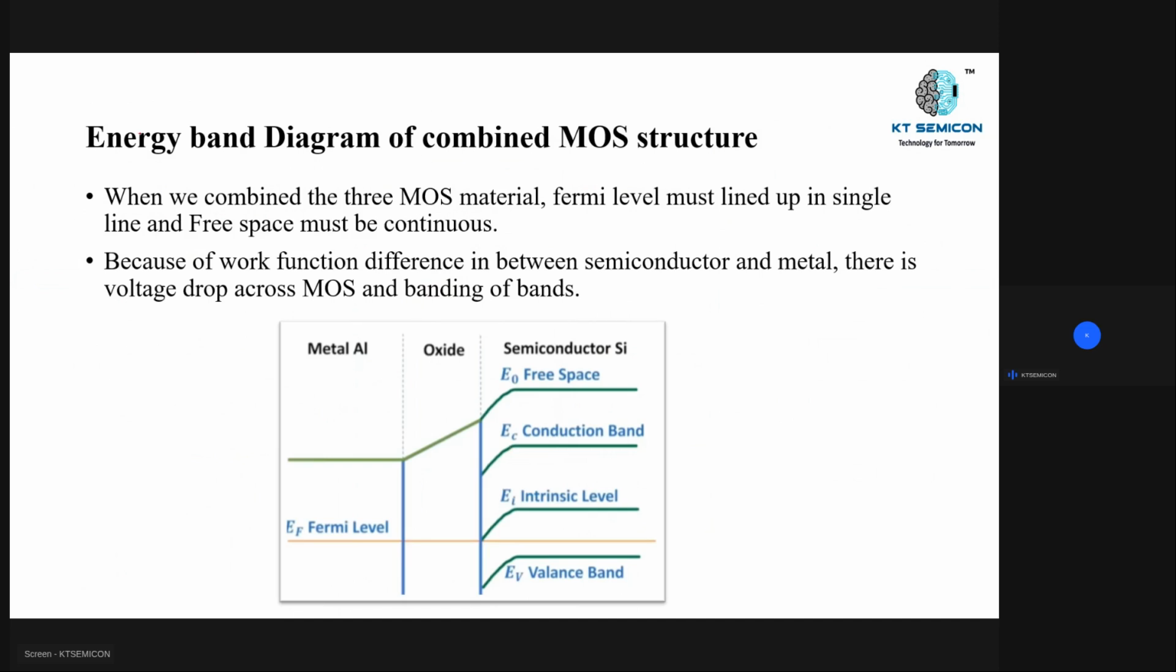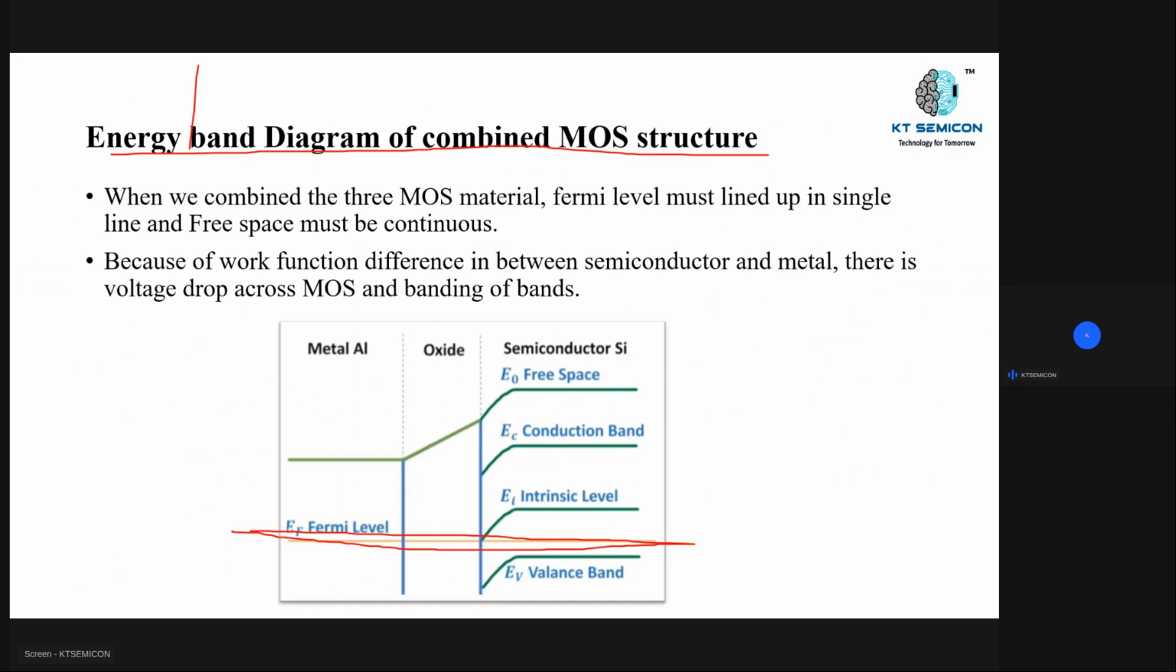Okay, so this is the thing as compared to three layers. After that, we are having one energy band diagram of the combined MOS structure. So this is the energy band diagram. When we combine the three MOS layers, the Fermi level must line up in a single line and free space must be continuous. So here, check it, my Fermi level is the same for all three layers.